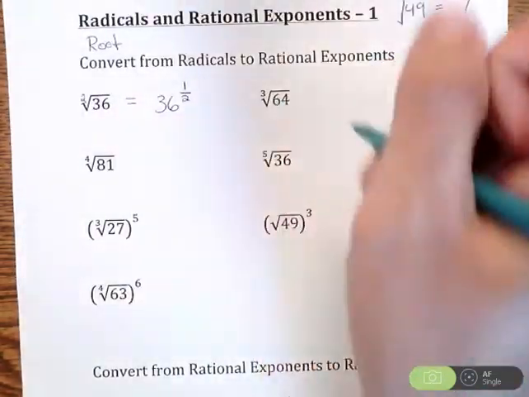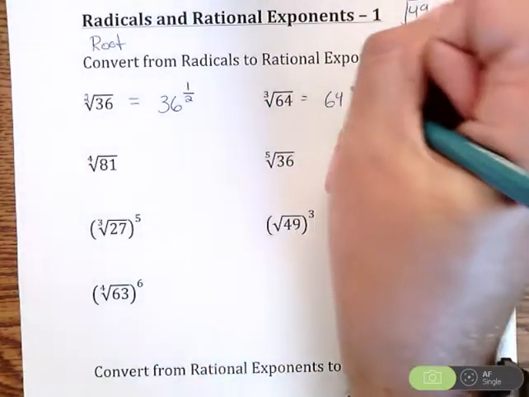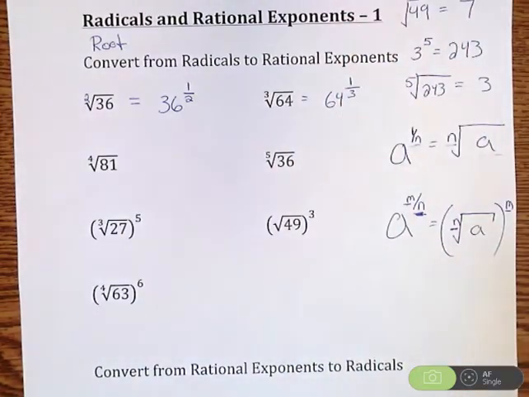Next to it, the third root is 64. My base is going to be 64. Since this is the third root, the denominator is 3. And no other exponent, so my numerator, or the top, is 1.